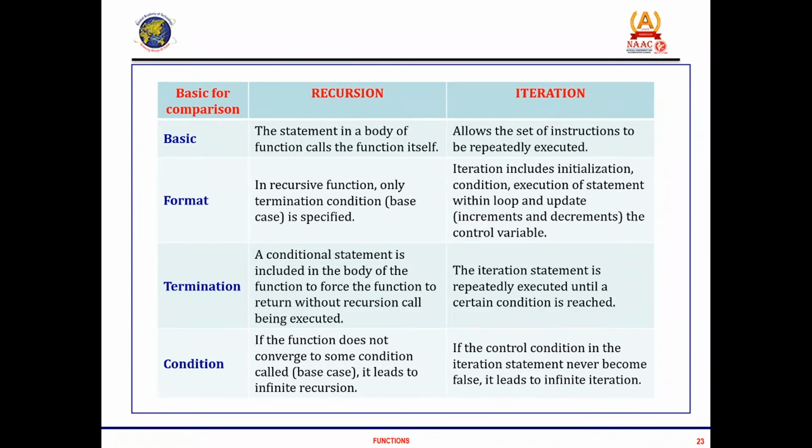I'm not going to tell all the stuff that is there. You can just go through the slide. So in recursion, a statement in the body calls the function itself, and iteration is a set of instructions to be repeatedly executed. Then I have another comparison in terms of format. Then I have it in terms of termination. I have it in terms of condition, right? So iteration says if the control condition in the iteration statement never becomes false, it leads to an infinite iteration, right? On the other hand, recursion will lead to infinite recursion.